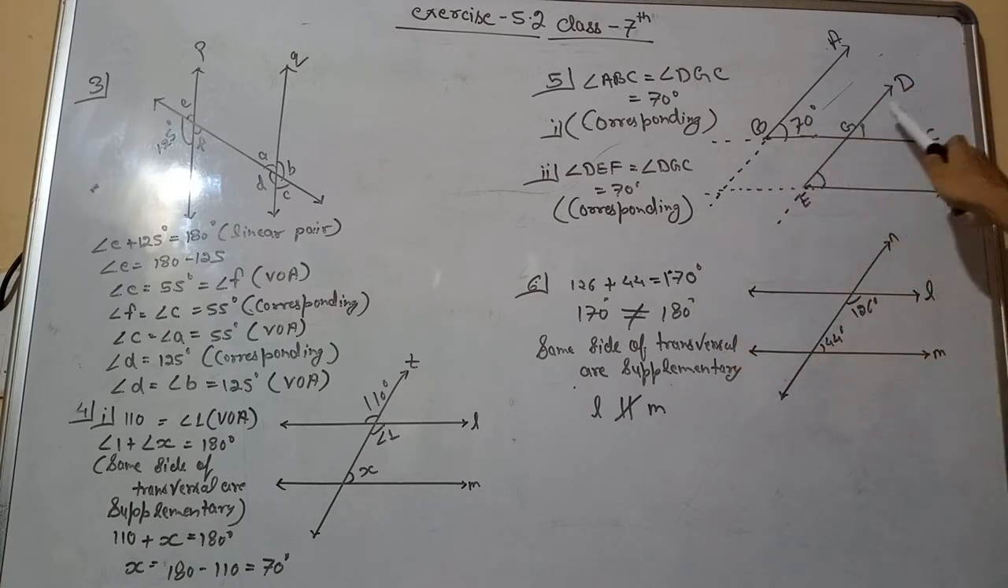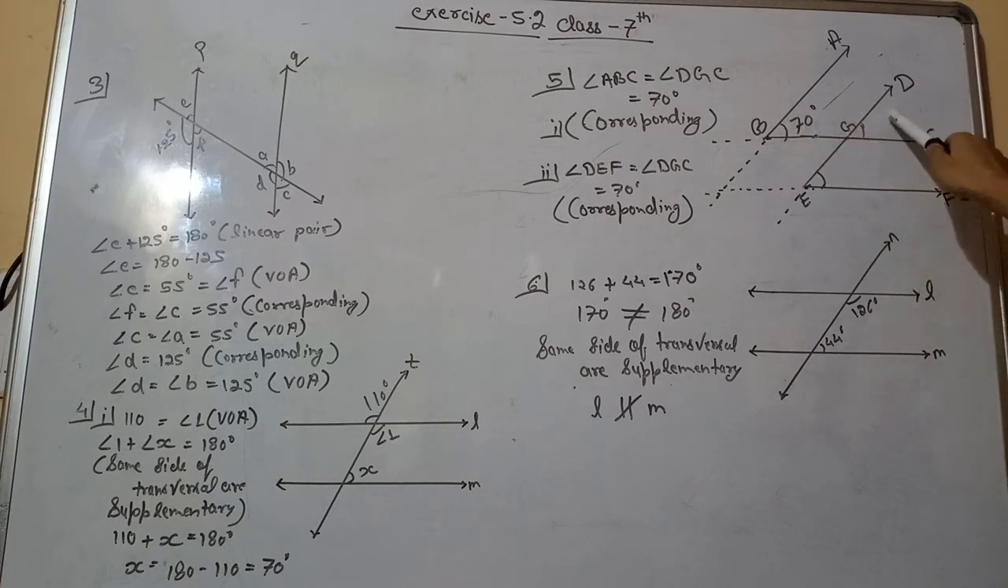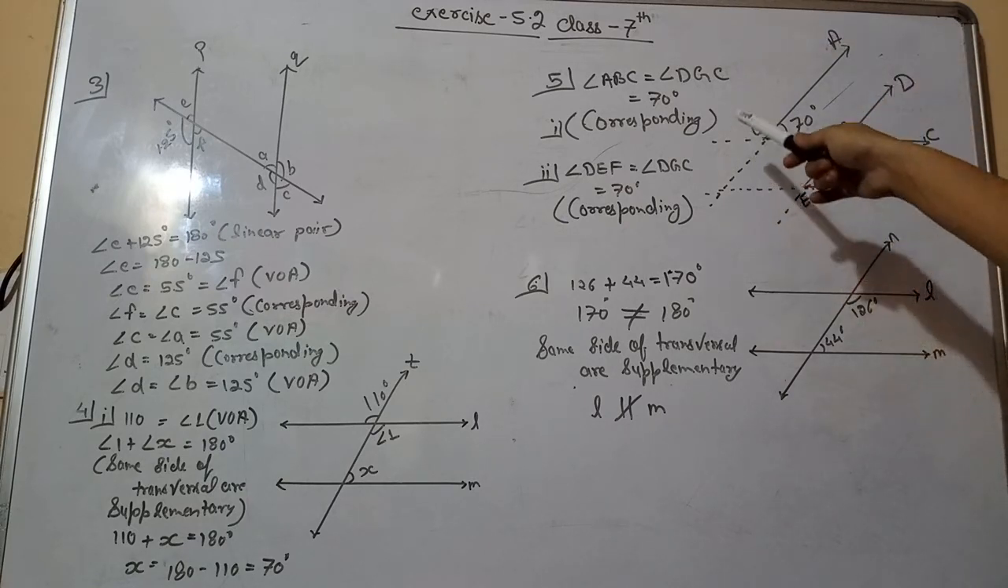So here you can see the value of angle DGC. See here, angle DGC: this is on the right side, this is also on the right side. This is upside, this is also upside. So DGC is equal to 70 degrees by corresponding angle property.